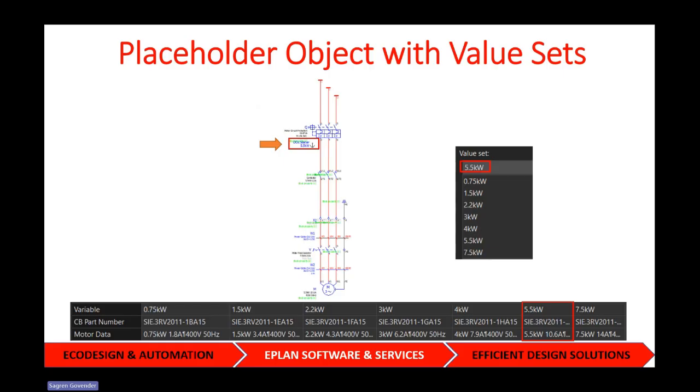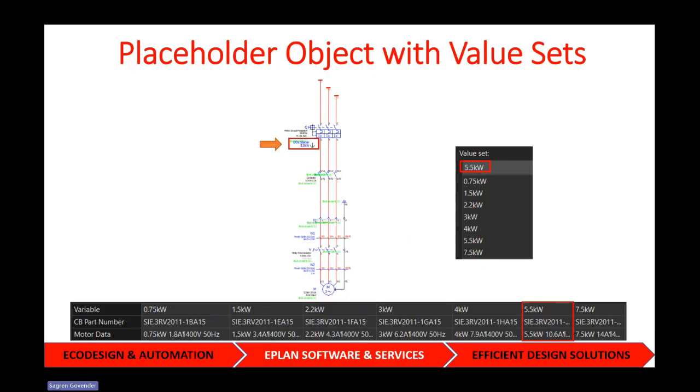This is where the placeholder object comes in. Think of it as a recipe. Within the placeholder object, you can assign value sets. For example, for a 0.75, you can choose a circuit breaker that's going to protect a 0.75. And so forth. For 1.5, 2.2, 3, you can change the circuit breaker. And for example, the motor technical characteristics may change as well.